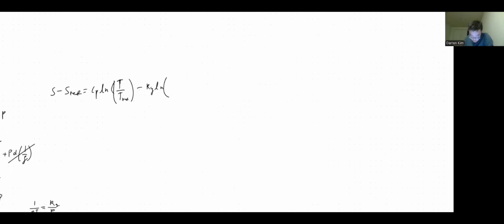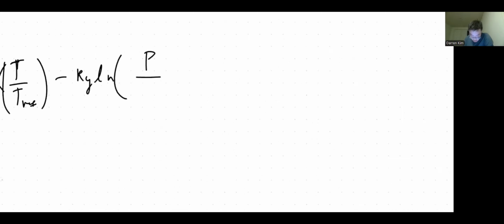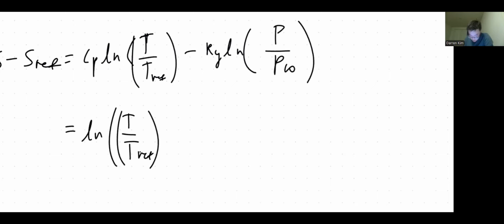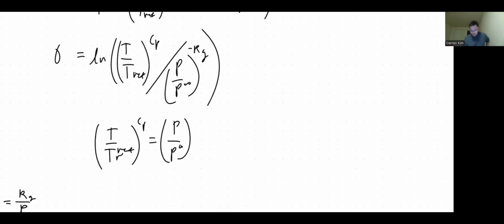dp over T reference, oh, it's pressure. Okay. P over P infinity, which next thing you do is basically say Cp equal ln of T over T ref, times Cp, and then this is going to be divided by P over P infinity Rg, I believe is negative. Right? Am I right about this? I think I am. But yeah, and what we have to do is get this to obey. But why do we want this one?